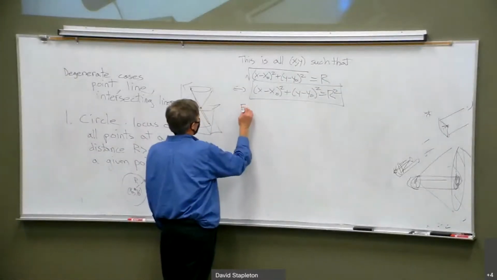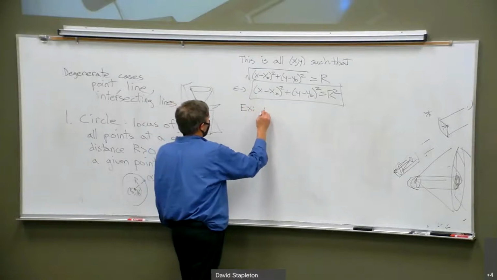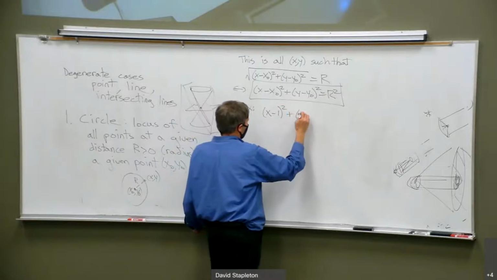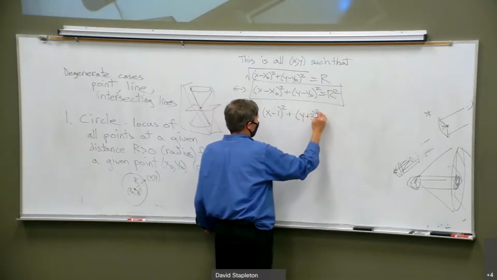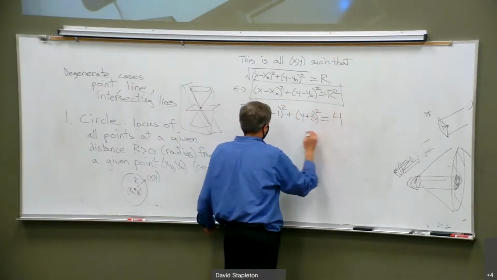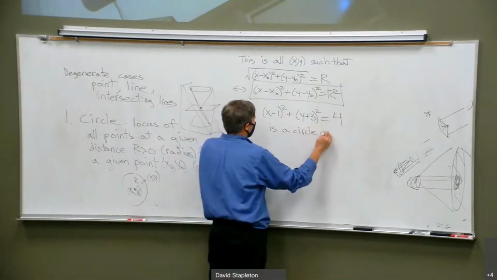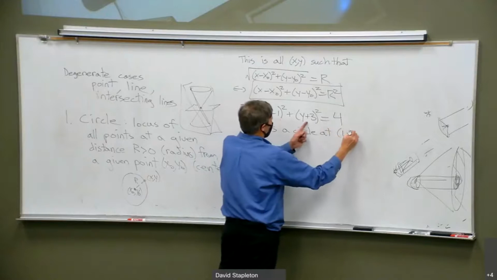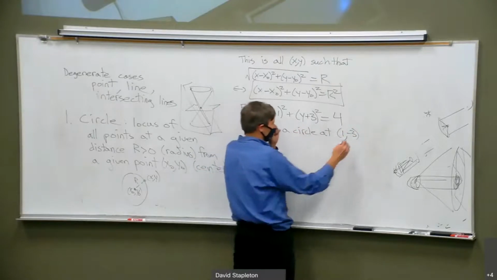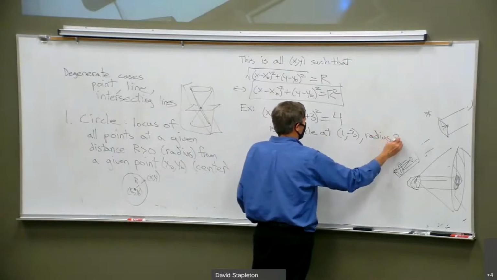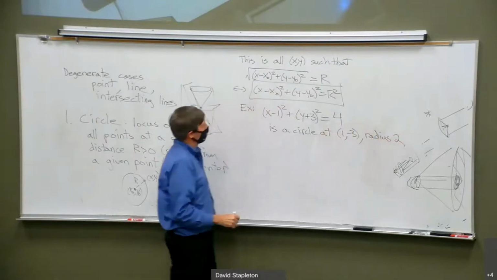We should do an example. The equation x minus 1 squared plus y plus 3 squared equals 4 is a circle at center 1, minus 3, what's subtracted from these coordinates, of radius square root of this number, right? That's r squared on the right.